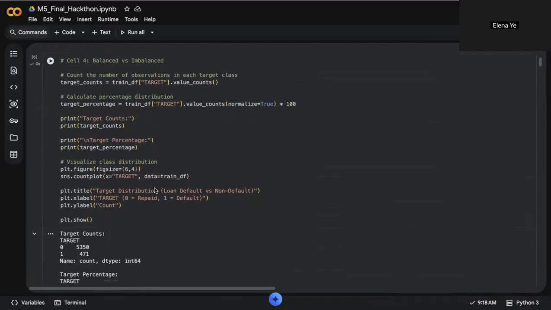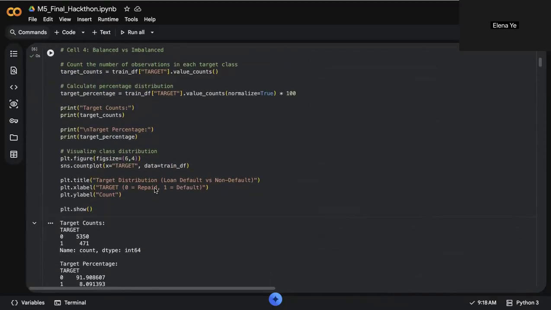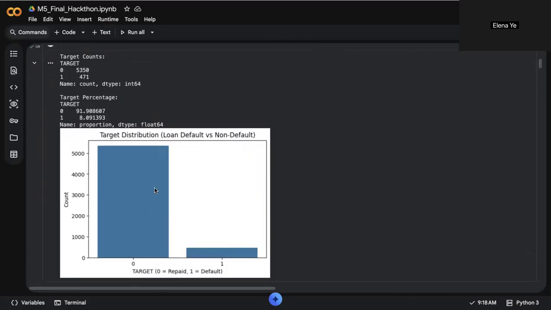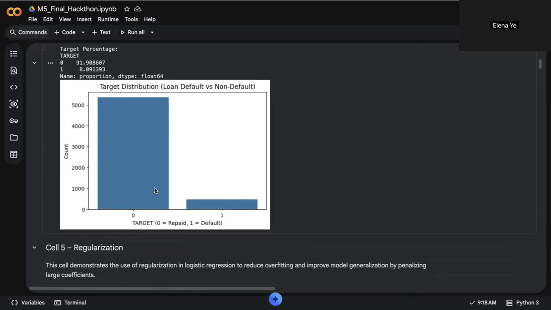And in cell four, another important observation is the imbalance in the dataset. As shown in the chart, non-default cases significantly outnumber the default cases, and this imbalance means that accuracy alone is not a reliable metric. Therefore, throughout the modeling process, I rely on additional metrics such as precision, recall, F1 score, and ROC AUC to better evaluate the model.